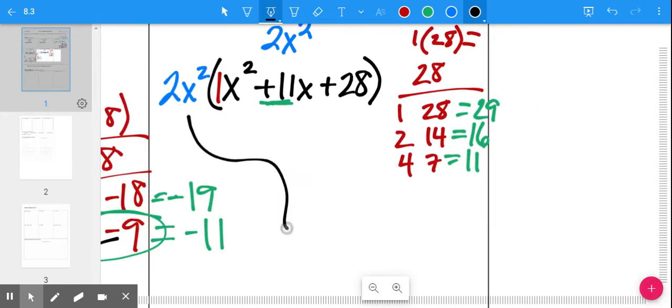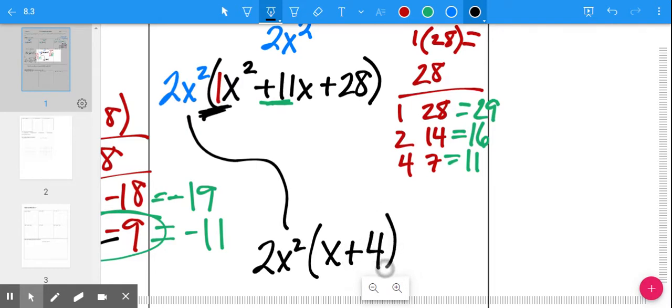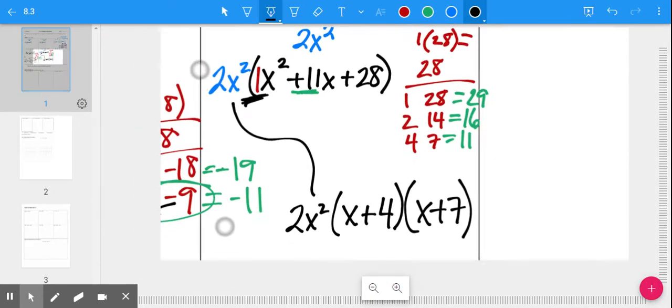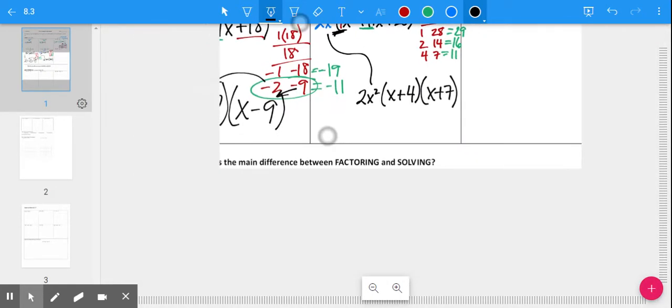We can factor this. So we have our 2x squared on the outside. Because we have that implied value of 1 for a, we can just set up our binomials. So we have x plus 4, that's our first factor, and x plus 7, our second factor. So I'm going to leave the last one for you guys to do.